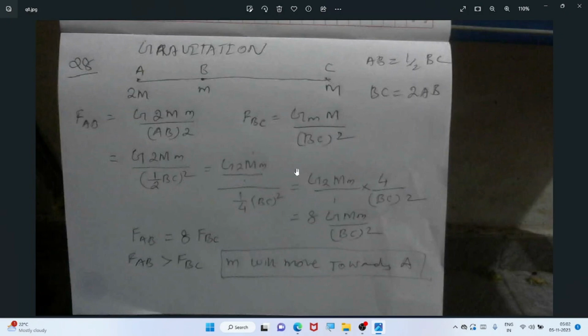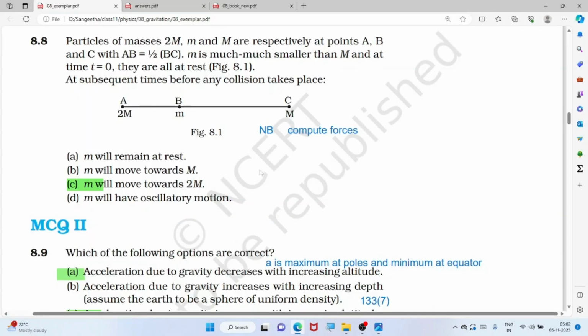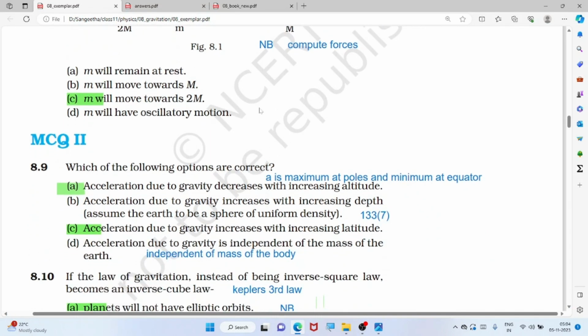Then if you substitute, this force is 8 times this force, because this force is much more than the force between these two. Okay, then because this is greater than this, m will move towards A, that is, towards this mass.